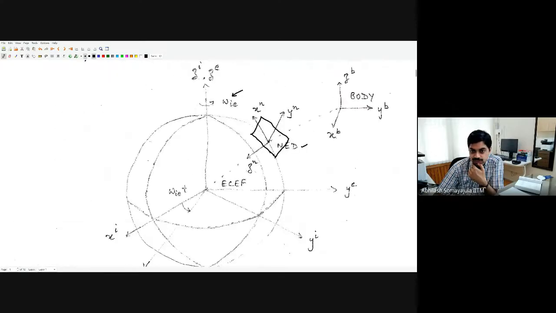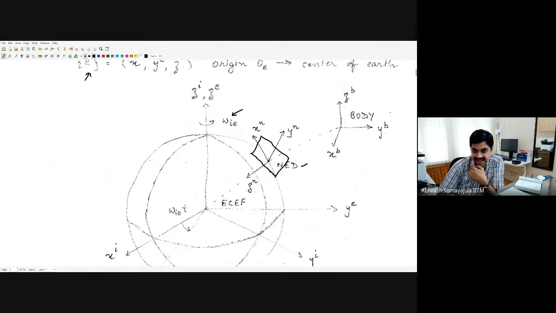So what we do here is the X is chosen in the north direction. The Z is chosen in the down direction. And then obviously Y will be in the east direction. And that is why you have this name NED: north, east, and down.